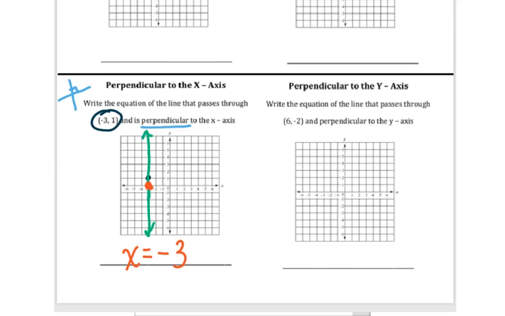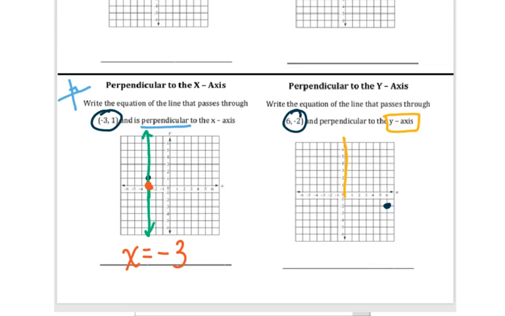Okay, so we plot our point, we look at which axis, and we find if it's parallel or perpendicular. The last one of the notes for today: perpendicular to the y-axis, write the equation of the line that passes through (6, -2). Right 6, down 2. Perpendicular to the y-axis. Where is that?